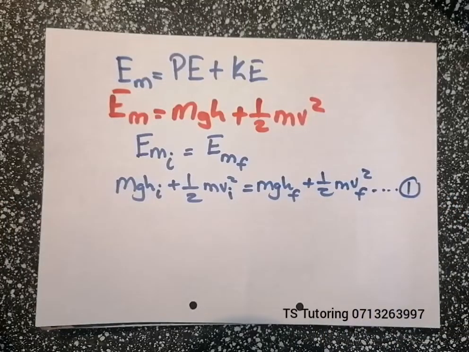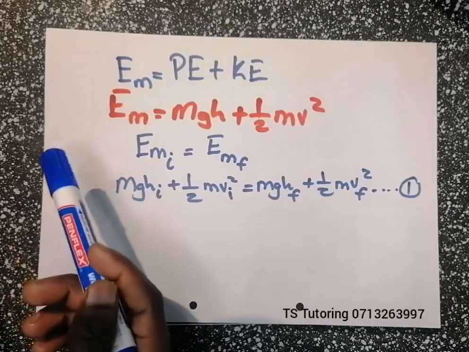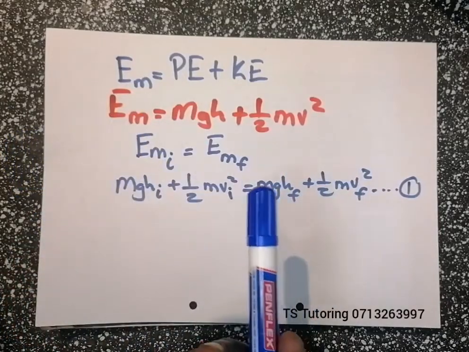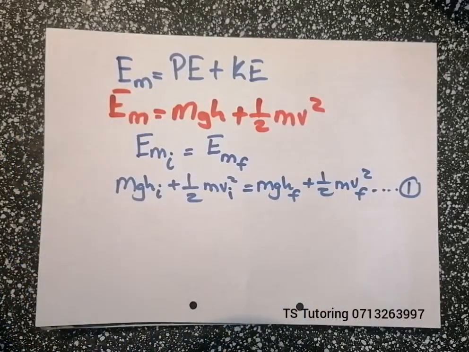When you say something is conserved, it means that it never runs out or never reduces. It's constant. We are only converting between two things. It's either converting from potential energy to kinetic energy or kinetic energy to potential energy. So this is the formula that we are going to use. Let's do one example to calculate the conservation of mechanical energy.